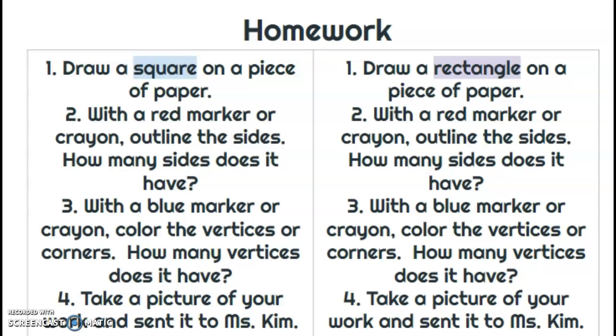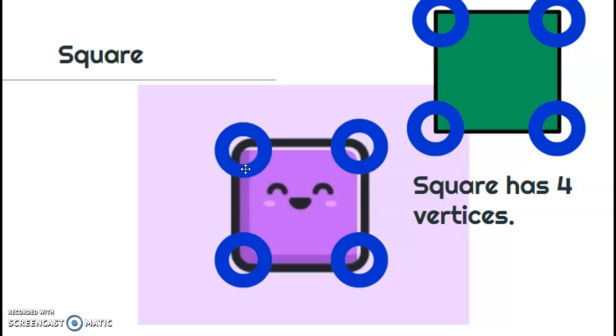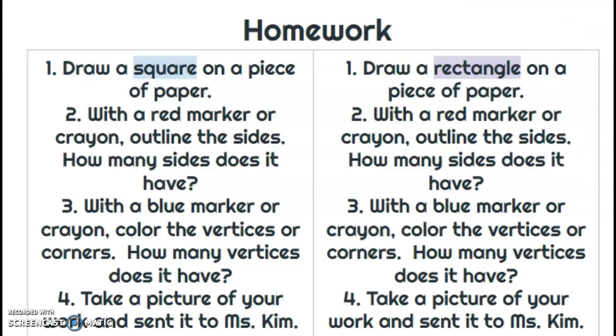So just like how we use this example, the color of the sides, our symbol, was a red line. So you guys are going to do that same thing. And for the vertices, you guys are also going to use a blue crayon or a marker or whatever you guys have, 2 different colors, and you're going to circle the corner or vertice here. So I can see that you guys understand what sides and vertices are. After you're done with that, you're going to take a picture and you're going to send me your work. And the same directions are here for the rectangle.